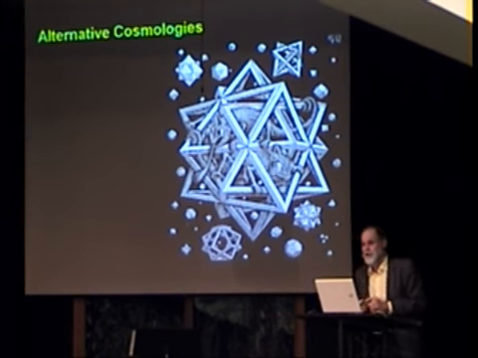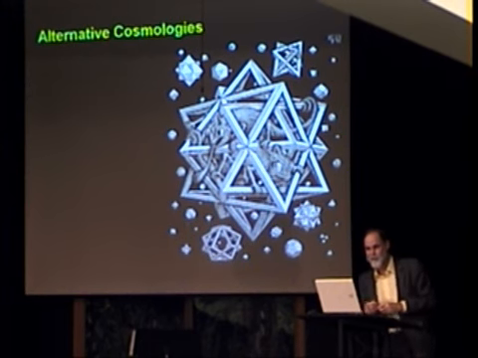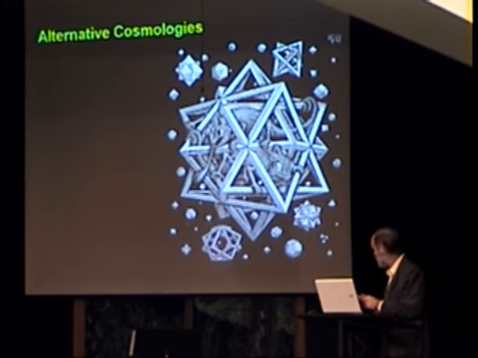Now that means, because you have all these different interpretations of the redshift, that you could have alternative cosmologies. Here's one by M.C. Escher.